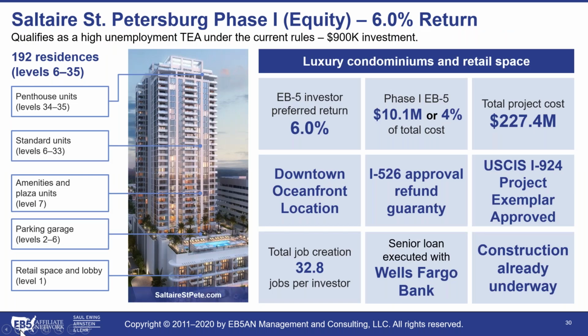So the first project we're going to discuss is an equity EB5 investment. This is in a condominium tower that's being built in St. Petersburg, Florida. The construction is underway, and there's already a senior loan in place with Wells Fargo. On this portion of the project, it's only $10.1 million of EB5, 4% of the total cost, and there's a 6% preferred return to EB5 investors. We believe that the equity structure is pretty unique. Most EB5 deals are debt-based, and we'll actually talk about that on our next one, but this is a very unique offering within the EB5 industry.